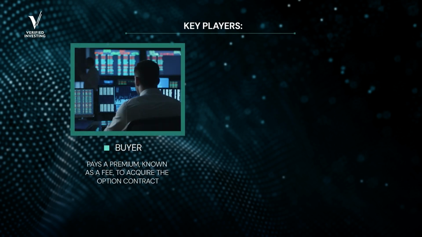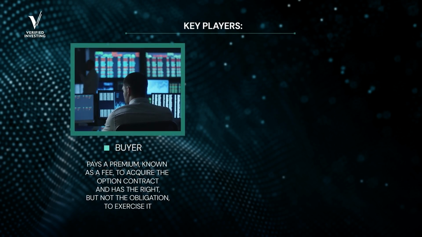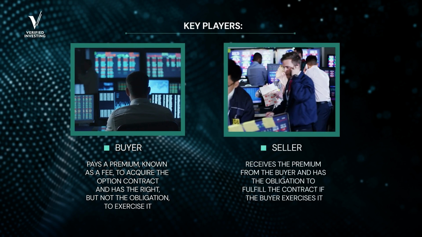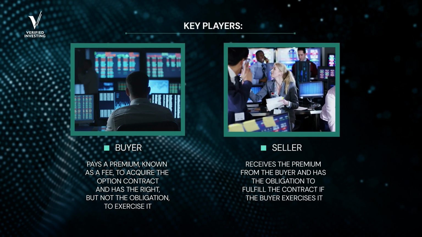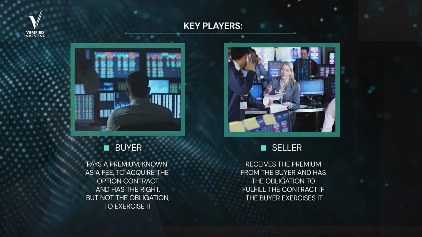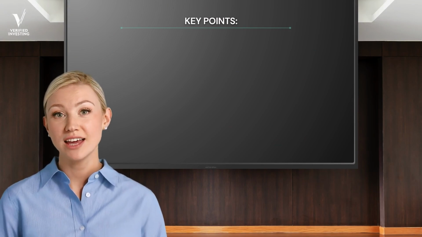The buyer pays a premium, known as a fee, to acquire the option contract and has the right, but not the obligation, to exercise it. The seller receives the premium from the buyer and has the obligation to fulfill the contract if the buyer exercises it. Now, let's consider the key points of an option contract.